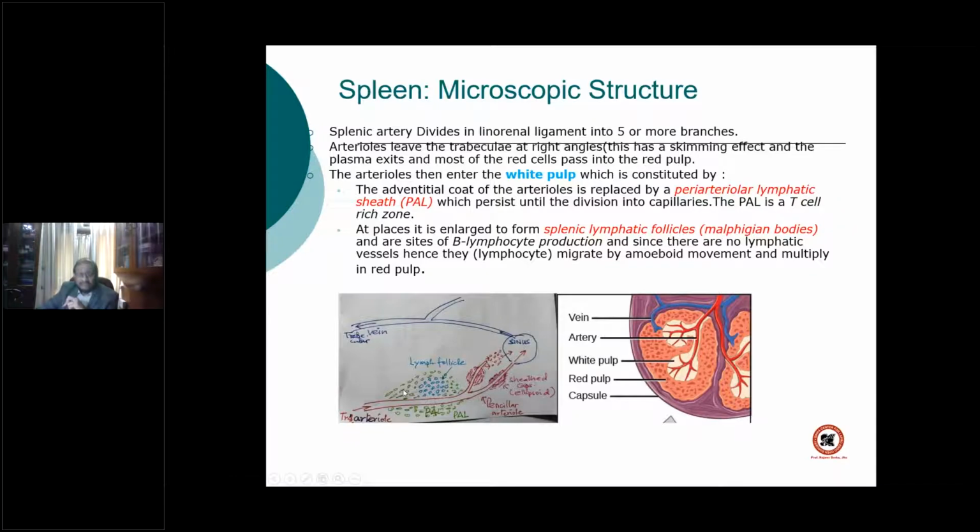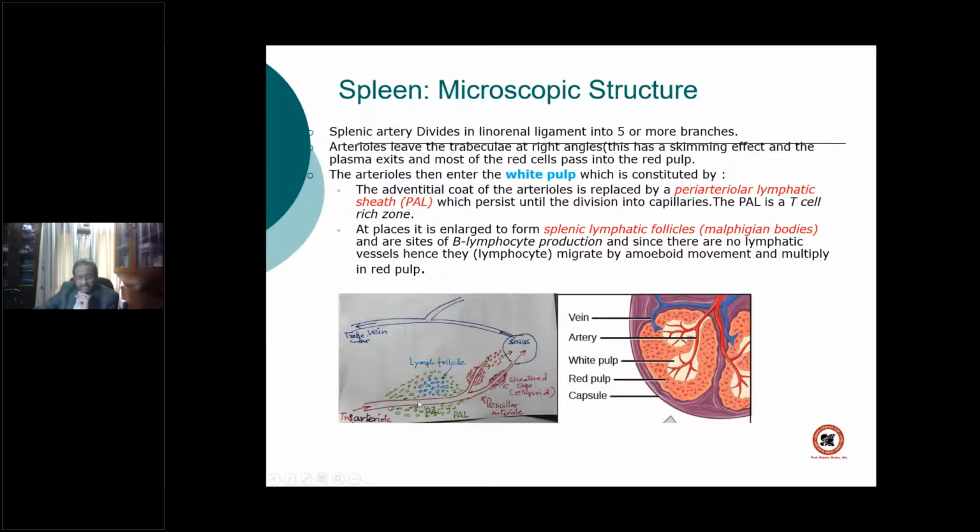The periarteriolar lymphatic sheath is the site where you have the maximum number of T cells. So these green ones are the areas where you have the maximum number of T cells, while the lymphatic follicle or the Malpighian body is the site where you have the maximum B lymphocyte production. Now, there are no lymphatics, so how do these lymphocytes being produced enter the circulation? That is basically by amoeboid movement, and they enter into the red pulp.